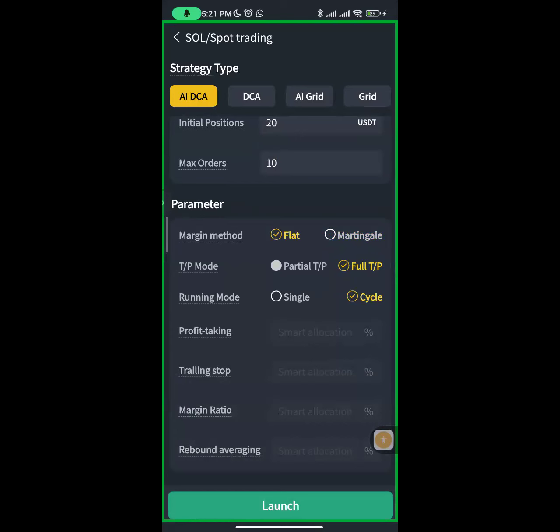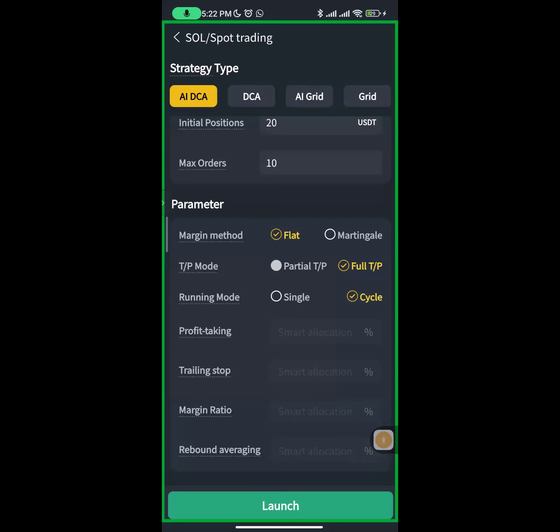So for example, you take 20 on your first order, and the second order, the robot wants to buy more. Buying more means it just wants to take a flat position. So flat means it will buy in with $20 once again. But if it's on martingale, it's going to buy in with $40. So that's the martingale strategy. It tends to double your initial position from 20 to 40, and from 40 to 80, and from 80 to 160, and it goes on and on.